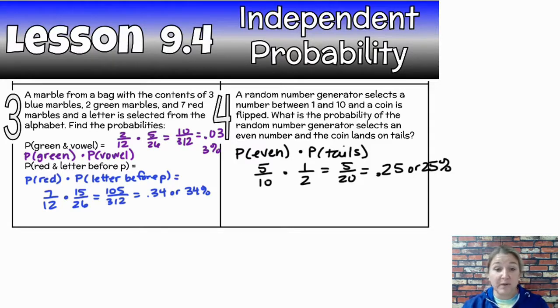All right, so independent events do not rely on the previous event to occur. It does not affect the outcome. And you are going to multiply the two probabilities together for independent probability, or anytime you have multiple events going on and you're trying to find the probability of that happening. So that's it for independent probability, and now it is your turn to practice with your skill check.